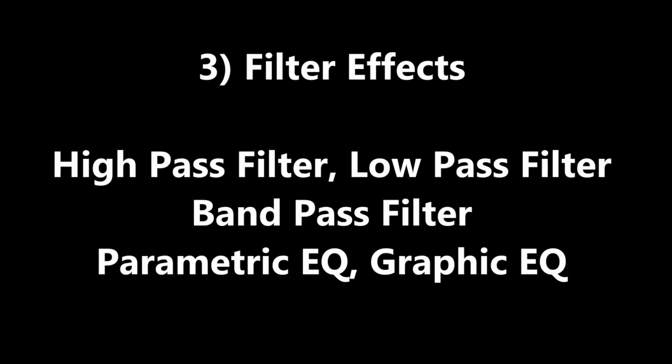Number 3, filter effects. Filter effects control the timbre of the sound. This is where we will boost or cut certain frequencies of an audio signal to color or manipulate it in a desired way relative to its frequency and timbre. Such filter effects that we use and that you're probably familiar with are high-pass filter, low-pass filter, band-pass filter, graphic equalization, and parametric equalizers.